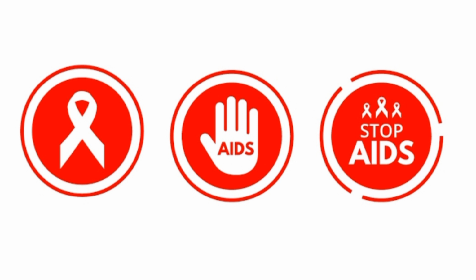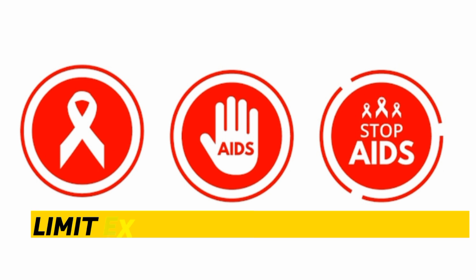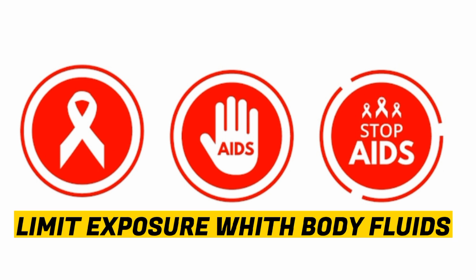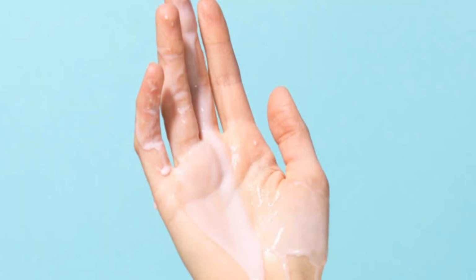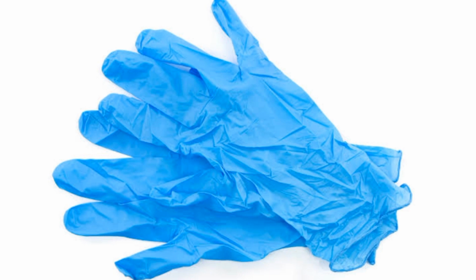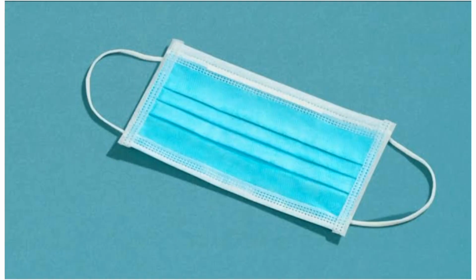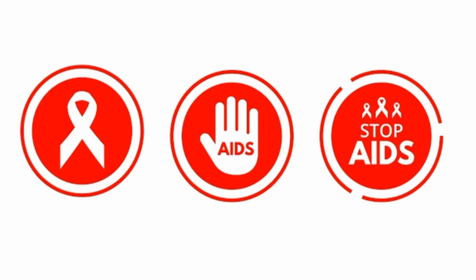Number 3, which is the last on our list of preventive measures, is to limit exposure to relevant body fluids. To reduce the risk of getting HIV infection, you have to reduce contact with body fluids such as blood, semen, vaginal secretion, and so on. So if you are a healthcare provider, you have to use gloves, a gown, or a face mask to avoid contact with the blood of an infected person.